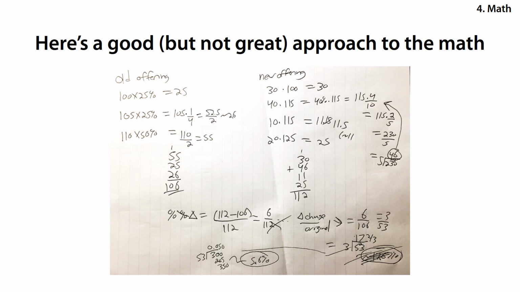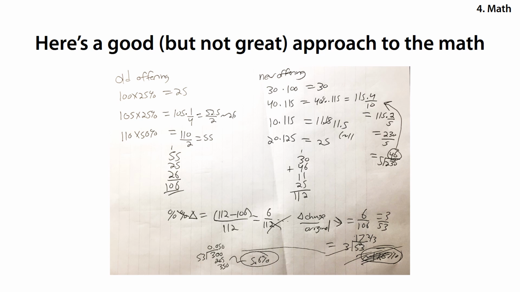So I got the 30, and I've got to calculate the math on the 115 times 4 over 10, which is 115 times 2 over 5, which is 230 over 5, and 5 into 230 goes 46. Okay, so 30 plus 46 plus 11 plus 25 is 112. Okay, so now we need to know the percent increase.